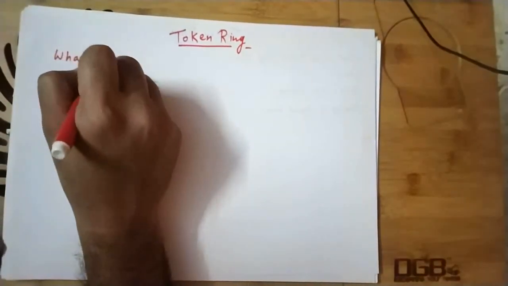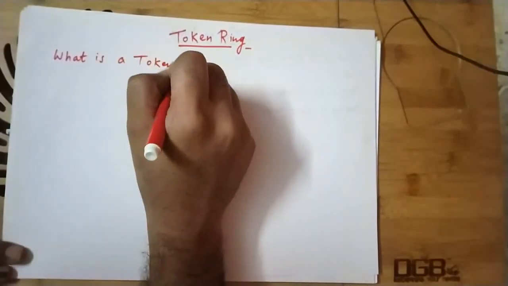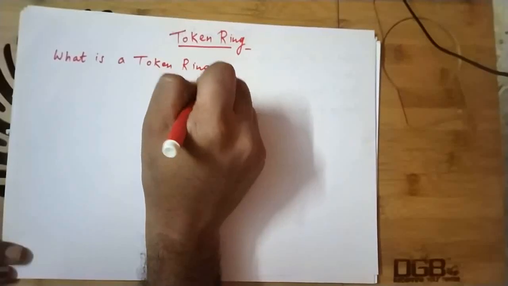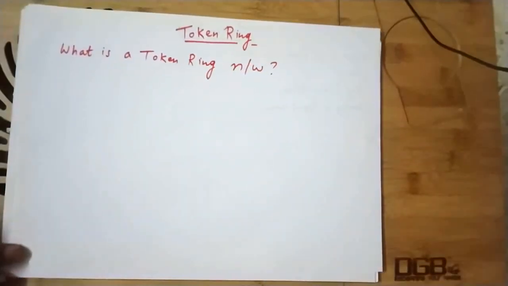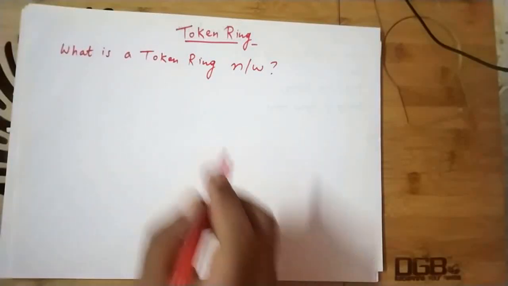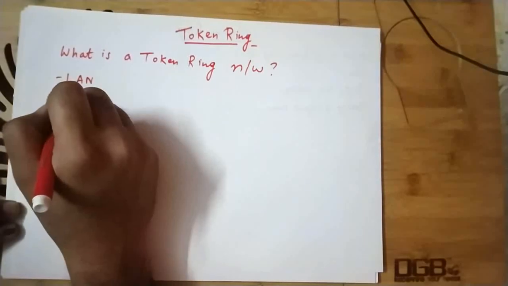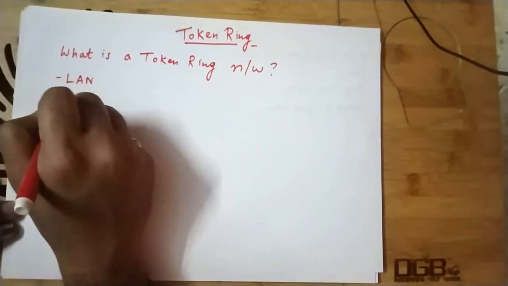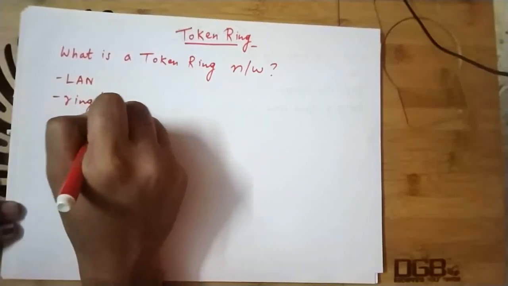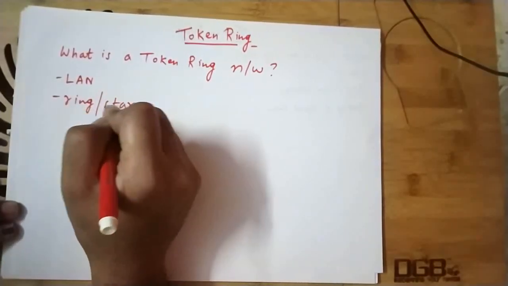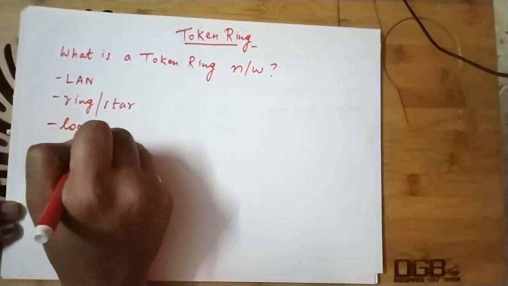What is a token ring network? A token ring network is a LAN in which all computers or hosts are connected in a ring or star topology and pass one or more logical tokens from one host to another.